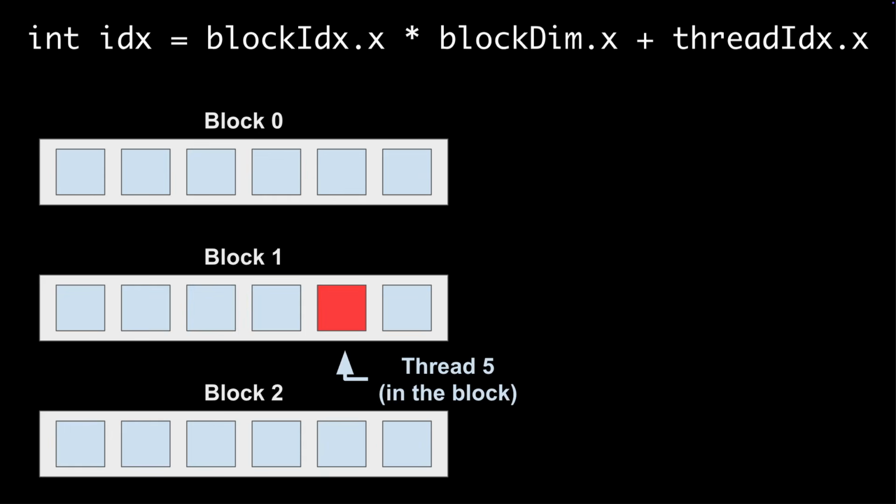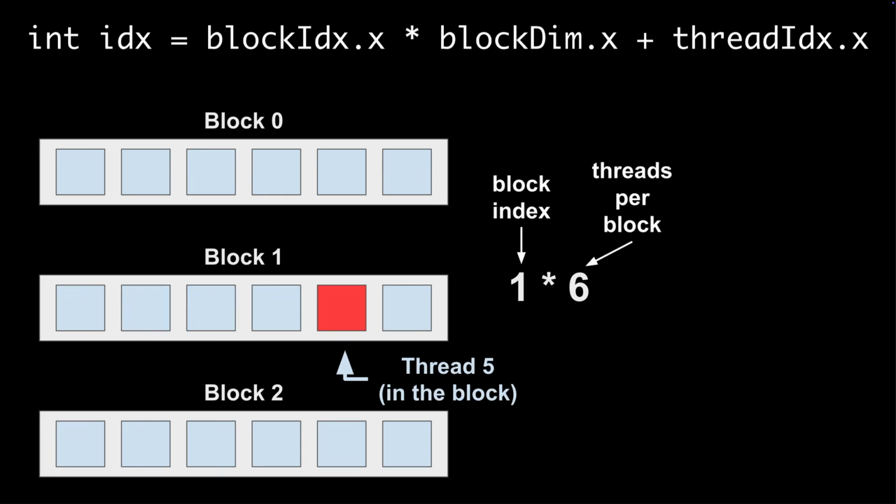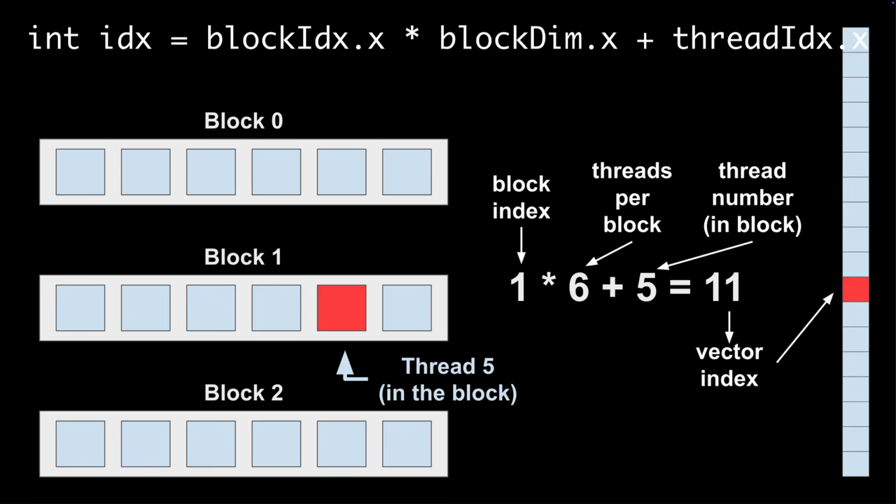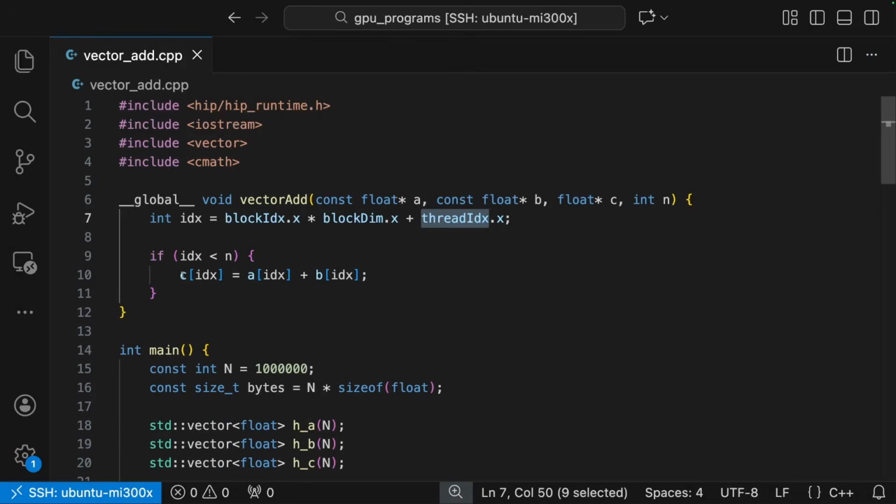So the way we do this is by taking the index of the block that the thread is in, and then multiplying by the size of the block. So that gives us our offset. And then from there, we just add on the index of the thread within that block. So this gives each thread a unique index. And for a given thread, we calculate the element of the sum vector at that index as the sum of the elements of the constituent vectors at that index.